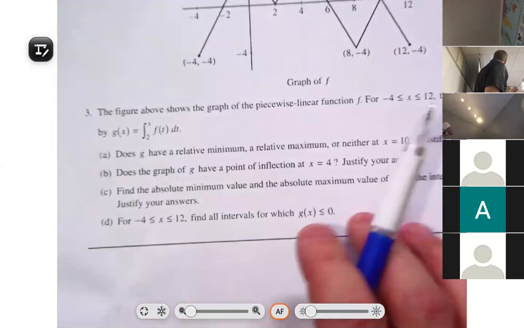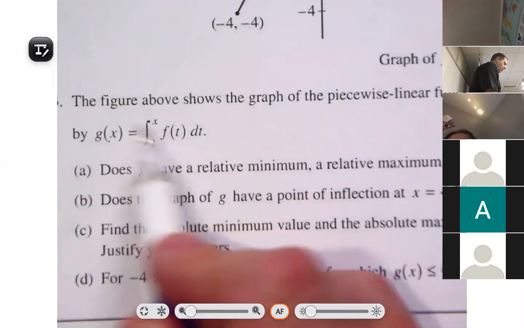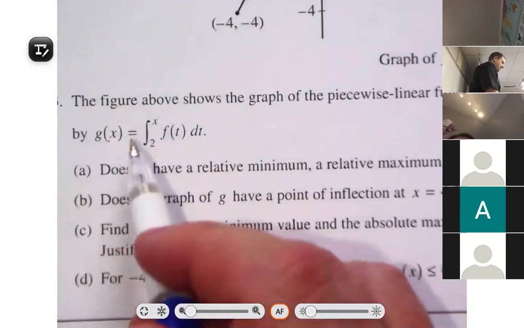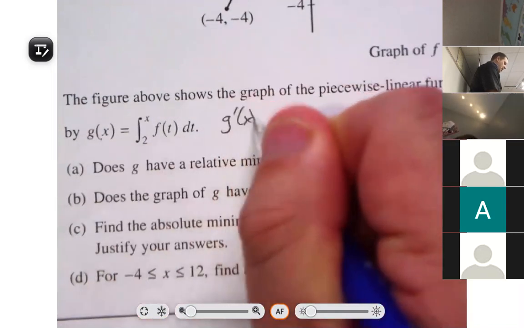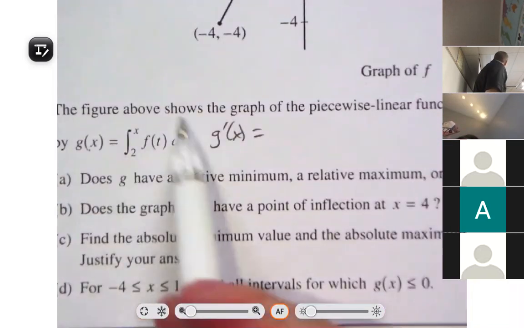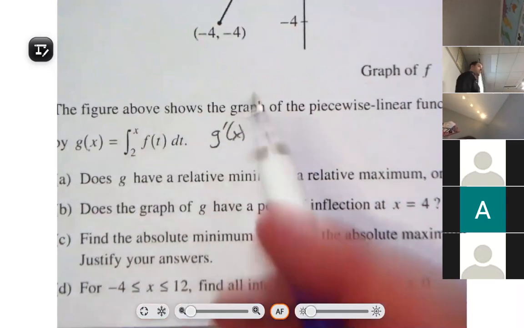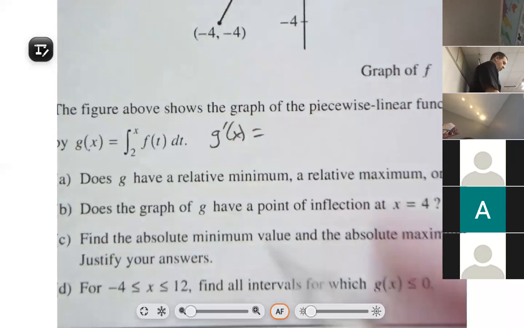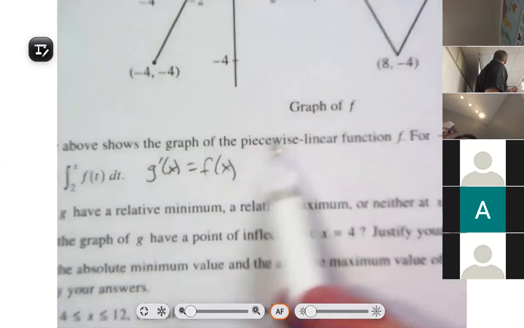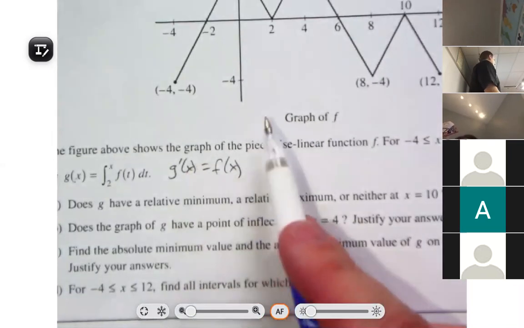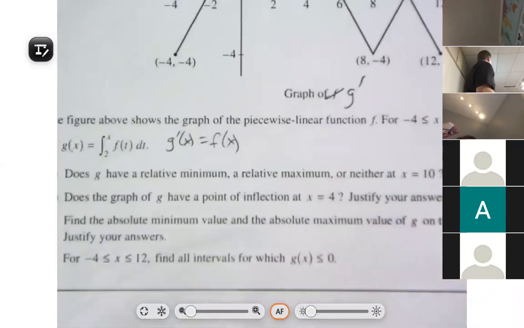So when they define a function as an integral, here's what's kind of neat and nice. If I differentiate both sides, just like we did on the last example, I would get g prime of x equals, and what would I get on the right side if I differentiate this? What would this become? Just f of x. Yeah, the integral will go away. So what this means is, yeah, they give you the graph of f, which is cool and all, but really they're giving you the graph of g prime. So if you're given the graph of g prime, now I can answer all these questions about g.